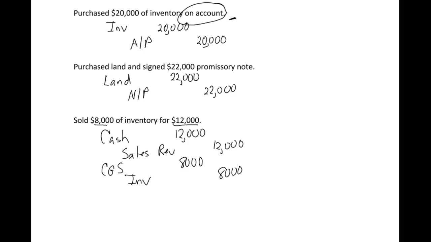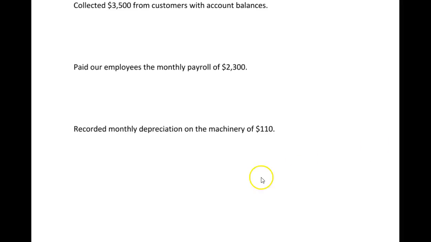All right, so if you think about it, sales revenue and cost of goods sold, these two accounts right here, both go on our income statement. So our profit is sales revenue less cost of goods sold, so our profit on this transaction was $4,000.